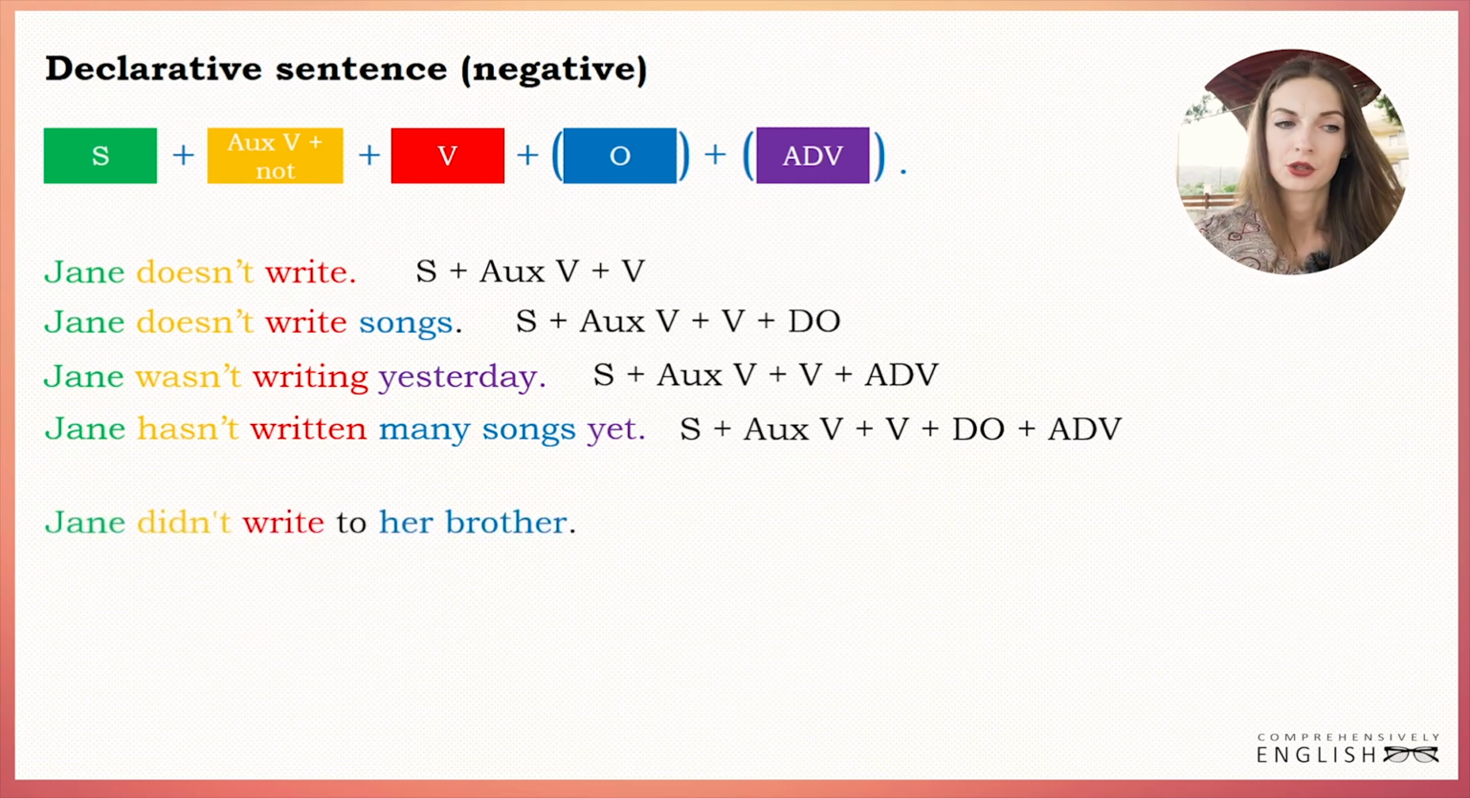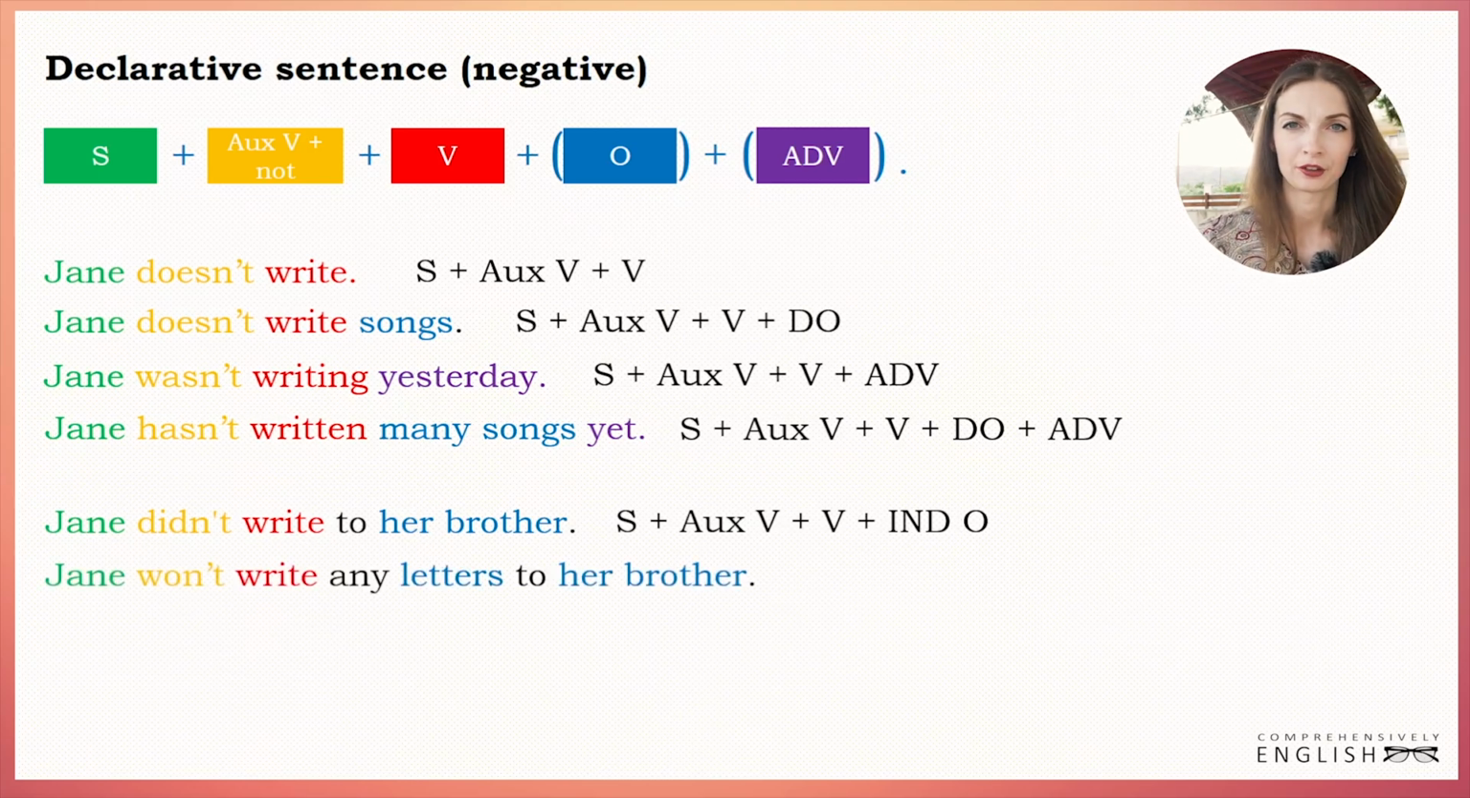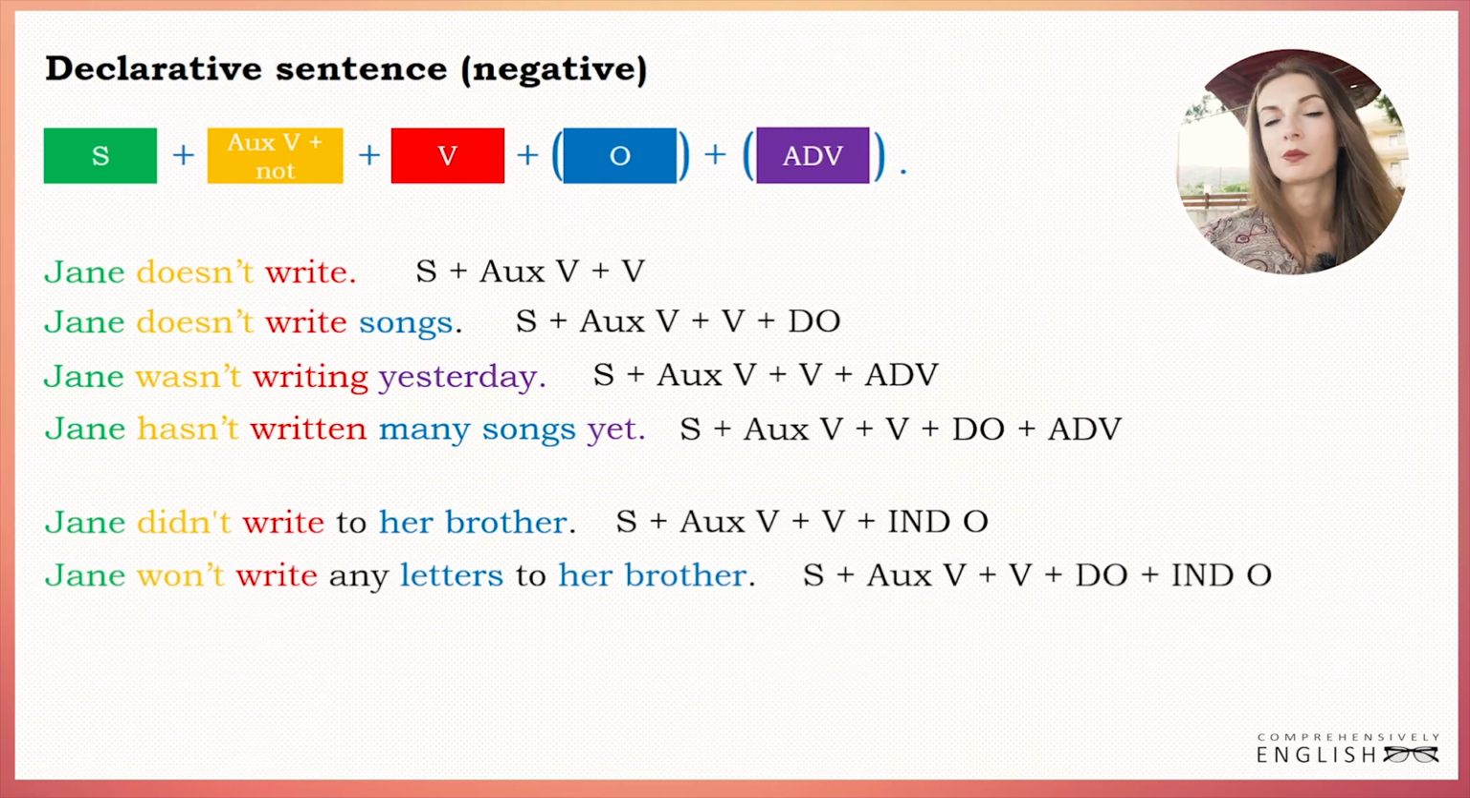Jane didn't write to her brother. Now, the object here is indirect. Jane didn't write to whom? To her brother. Did is the auxiliary verb that we use because it's the past simple tense. Jane won't write any letters to her brother. The future simple tense: will plus not makes won't. Two objects are here. Letters is a direct object, and to her brother is an indirect object.